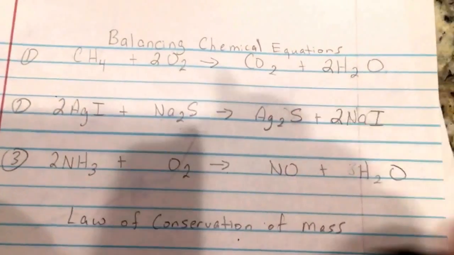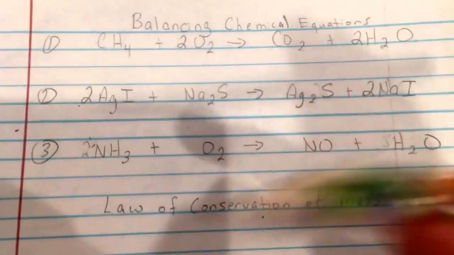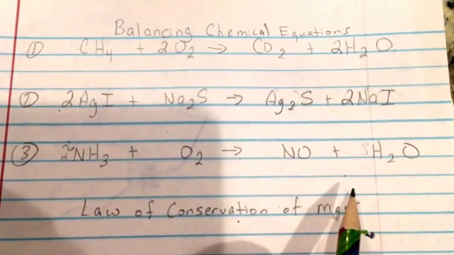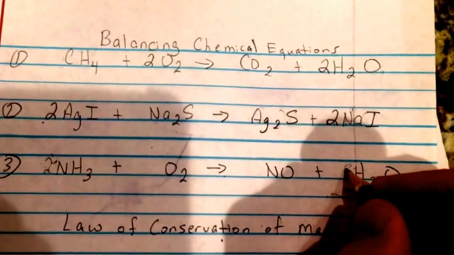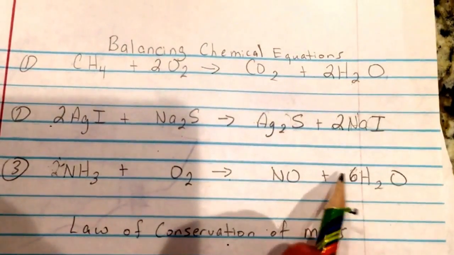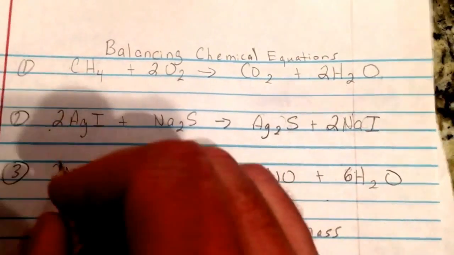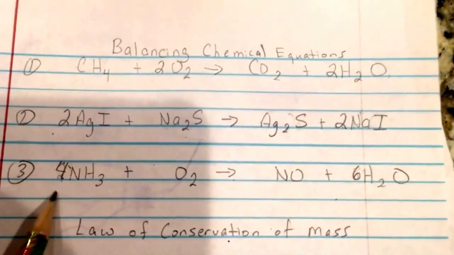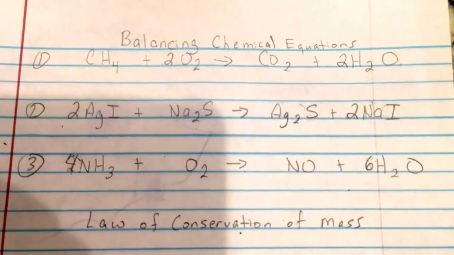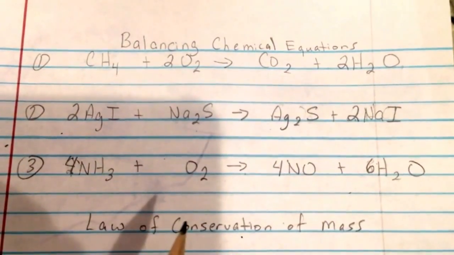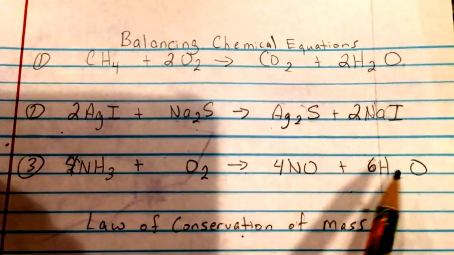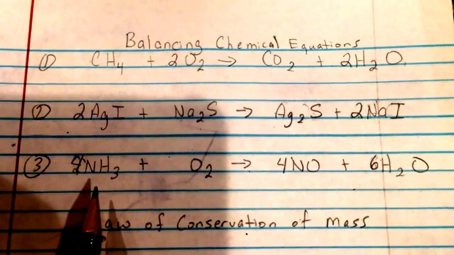So the next least common factor between 2 and 3, it would be 12. So here I got to put a 6. 6 times 2 is 12. Over here I have to put a 4. 4 times 3 is 12. Now, what I can do is put a 4 in front of the N here, and my nitrogens are balanced, my hydrogens are balanced. Now I have to balance my oxygens.